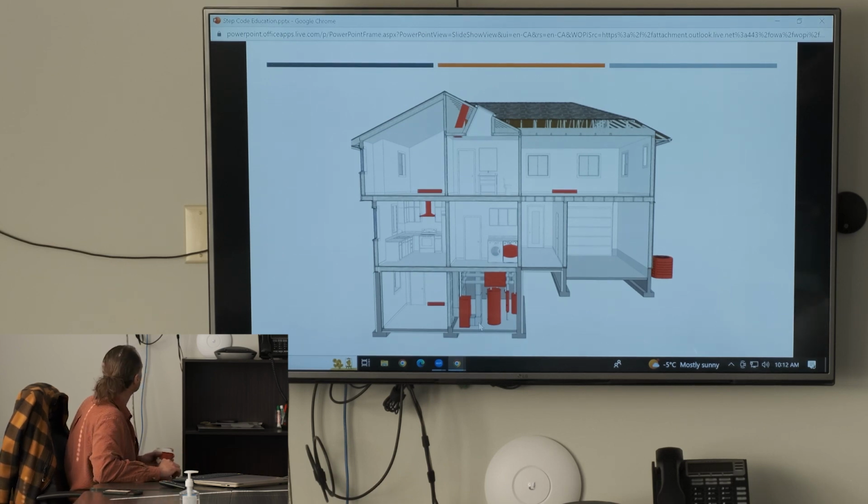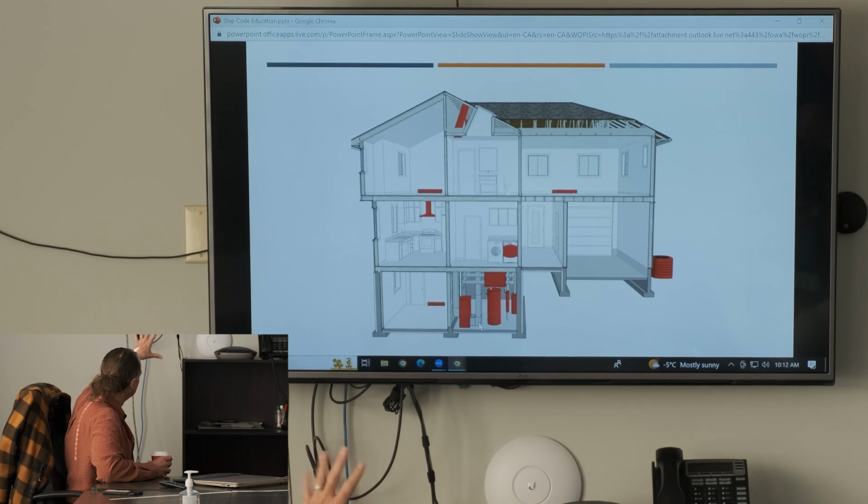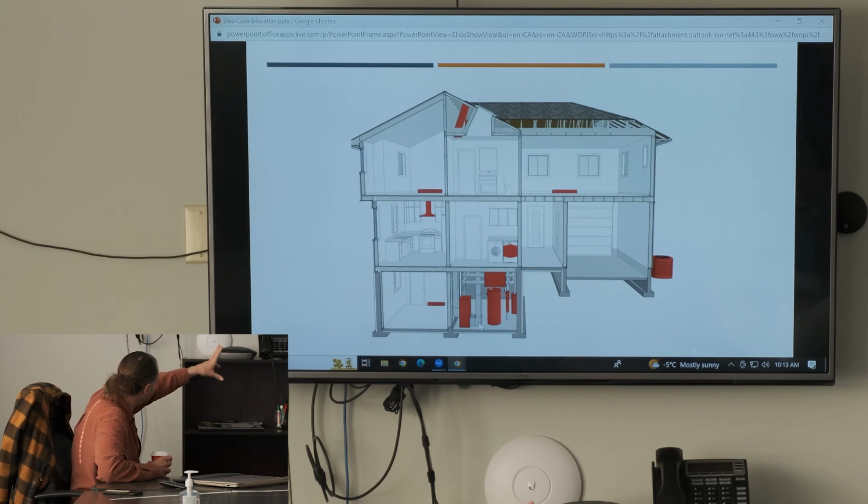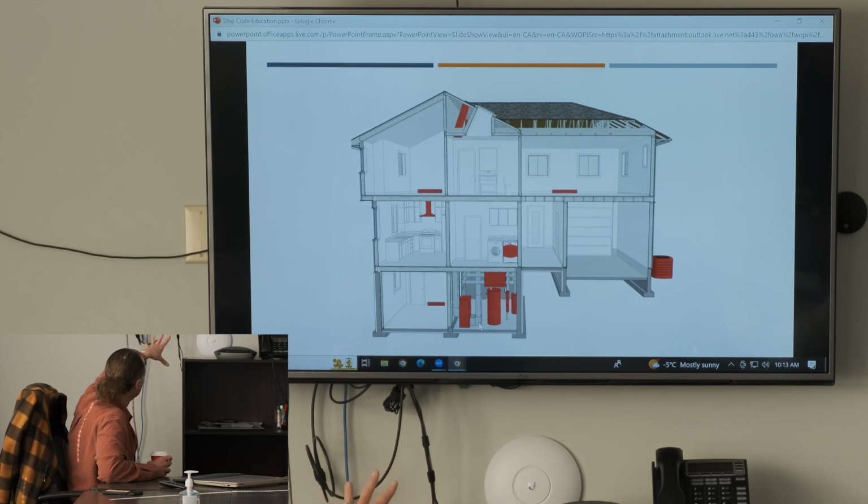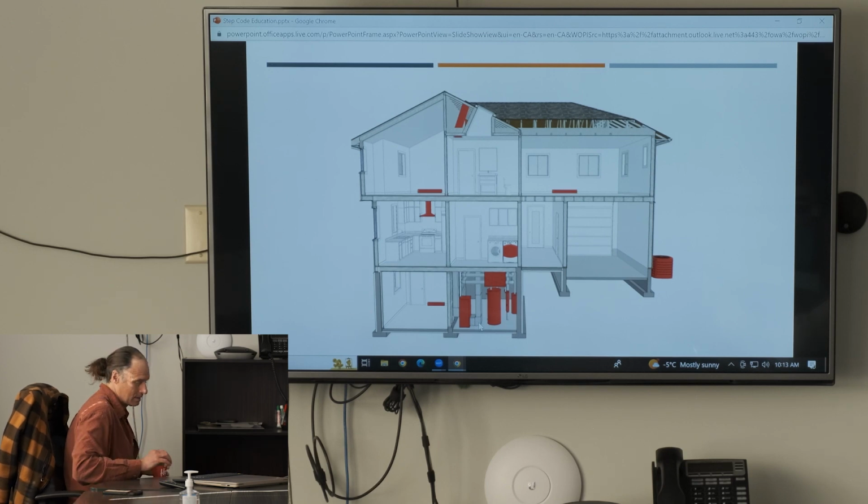So here you have a few examples of typical mechanical systems. Up on the top floor, you see some electric baseboard. You have your hood range, your dryer. Looks like you have a heat pump or air conditioner outside there. Some more baseboard in the basement, and you have a forced air furnace and a mechanical ventilation system. Looks like you even have a drain water heat recovery for the hot water tank there.